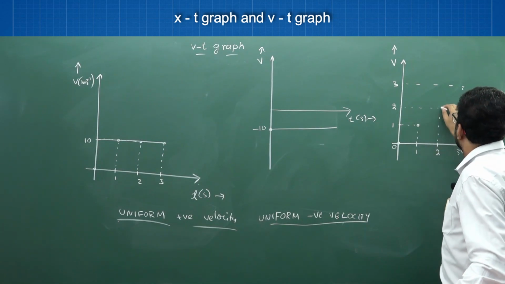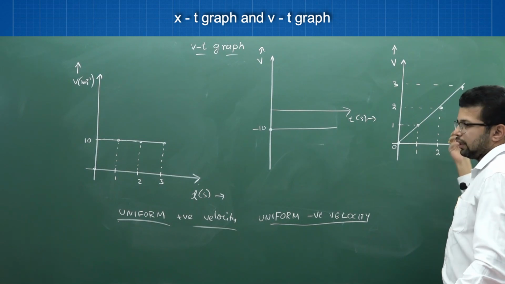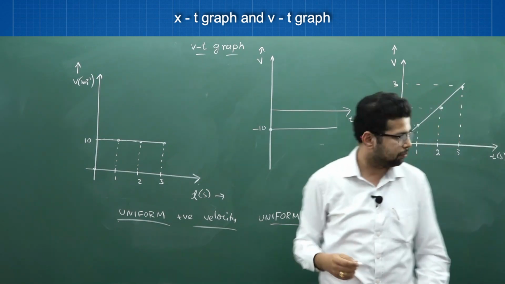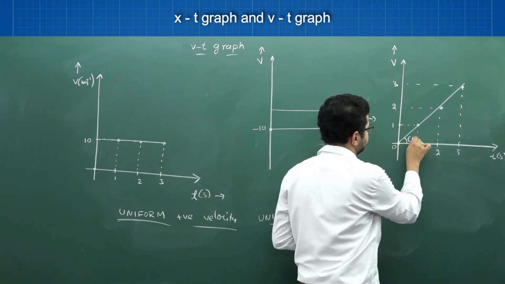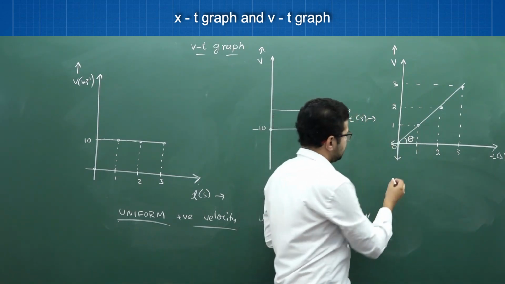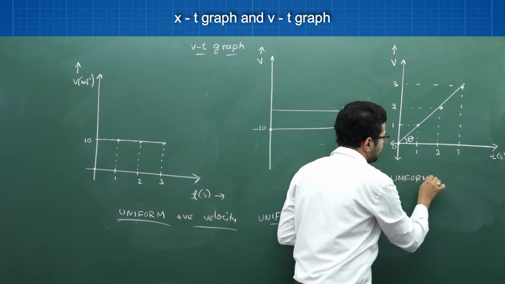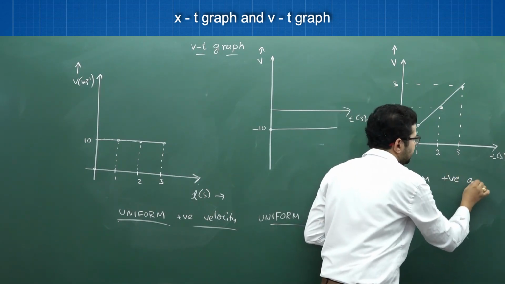So, if I join all these points, what do I get? I get a straight line making some angle theta with the time axis. So, this is a VT graph for an object moving with uniform positive acceleration.